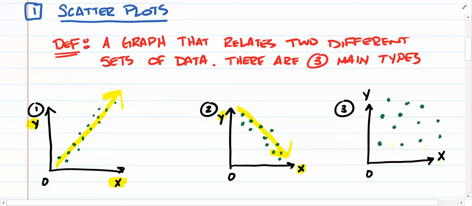And then in number 3, I'm relating x to y, and there's really no line that I could draw to represent this correlation, so we would say that there is no correlation in this one. So again, the first one is positive correlation, the second one is negative correlation, and the third one, there is no correlation whatsoever on the scatter plot itself.